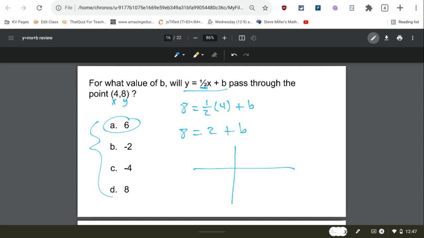What I was thinking was start off at 4, 8, which is about right here, and then use your slope to work backwards. Instead of going up 1 over 2 like that, you could go down 1 and left 2, and then again down 1 and left 2, and you're going to see right there that that's a 6 for your y-intercept. I mean, it's obviously positive, so it was either going to be 6 or 8.